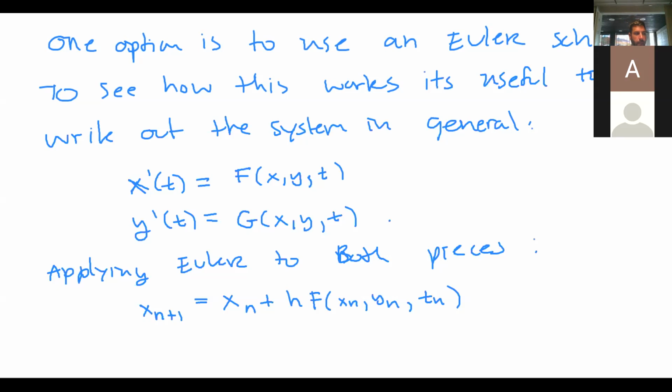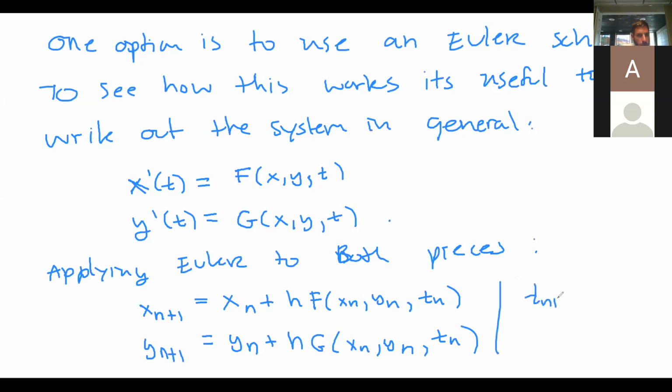Okay, so if we apply that to the x and then also the y, then we get the similar expression for y. So this is g, and then of course this is going to be x sub n, y sub n, comma t sub n. So I've applied Euler to both situations. And don't forget, what does your t sub n satisfy? t sub n plus 1 is just t sub n plus your step size.